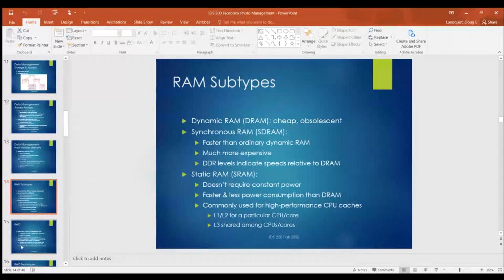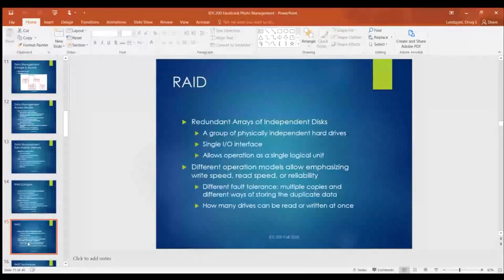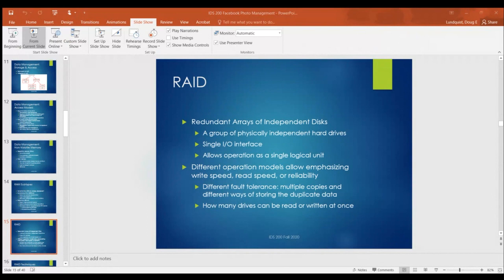All right. So the next follow-up with this is something called RAID. RAID is redundant arrays of independent disks. Basically what that means is if you have a set of hard drives all in the same device housing. So the hard disks themselves are physically independent, but there's one input-output interface. So the I/O there in the lecture slide, that is input-output. And the nice thing about it, it allows operation as a single logical unit.